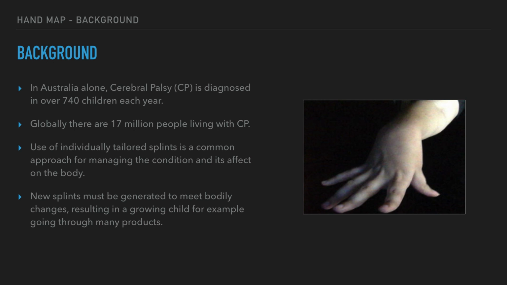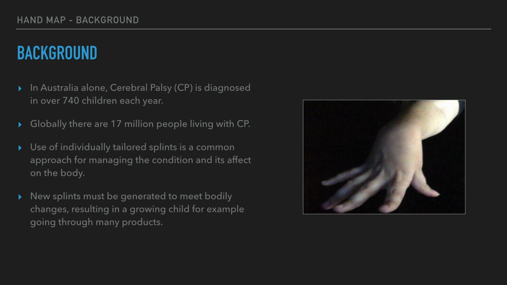In Australia alone, cerebral palsy is diagnosed in over 740 children each year. And globally, there are 17 million people living with CP. People who live with mild CP tend to live a fairly normal life. However, tailored splints are actually a common approach to managing the condition in a more effective way.